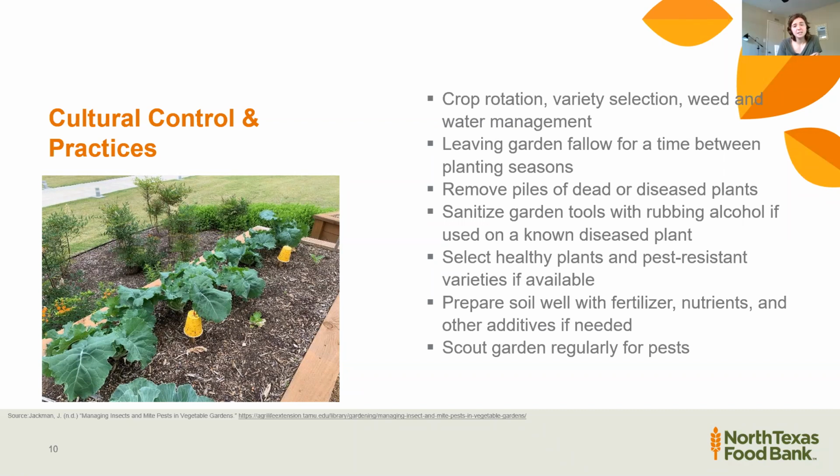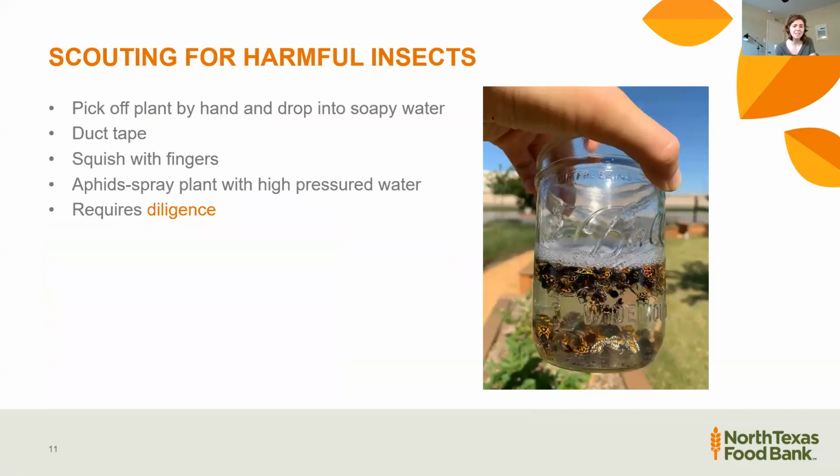Of course, select healthy plants and pest-resistant varieties. You also want to make sure that you are preparing your soil correctly and scouting your garden regularly. I was in the landscaping industry before I came into vegetable gardening at the food bank, and scouting your garden is so important. I really do believe, and I experienced that so much in landscaping, that going to gardens often and checking things helps you catch detrimental problems before they become really big. So scouting, I'm a firm believer in scouting. Let's talk a little bit more about that.